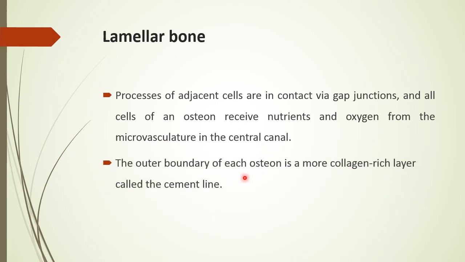The outer boundary of each osteon is a more collagen-rich layer called the cement line. In the outer boundary of each osteon or Haversian system, there is a cement line. This is a more collagen-rich layer. It's called the cement line.